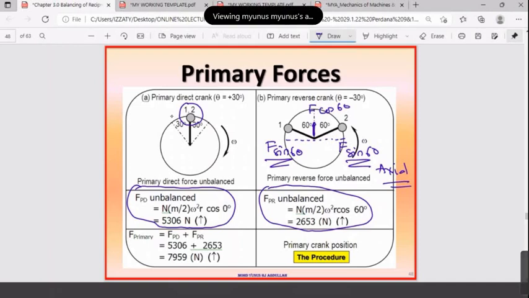Balance, correct? It cancels off automatically because both forces act in opposite directions. It will cancel here, it will cancel here. So the axial force now becomes 0 automatically. That is the beauty of the V engine, and also the radial engine.